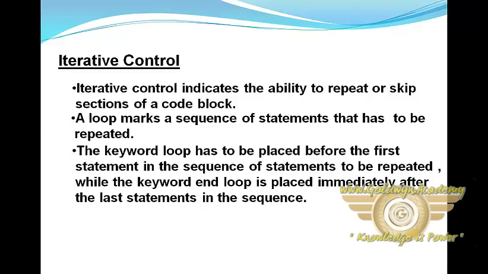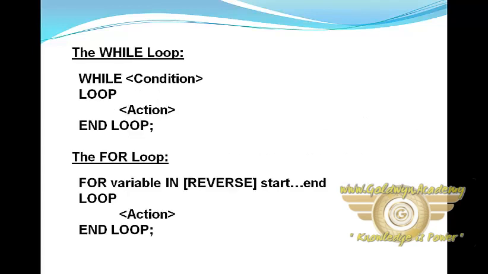Once a loop begins to execute, it will go on forever. Hence, a conditional statement that controls the number of times a loop is executed always accompanies loops. The WHILE loop. WHILE loop is a type of loop. We have to use the keyword WHILE with condition, LOOP, action, and END LOOP. It is the syntax of the WHILE loop.